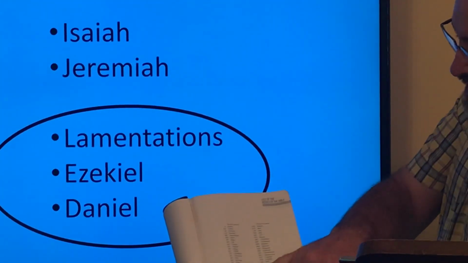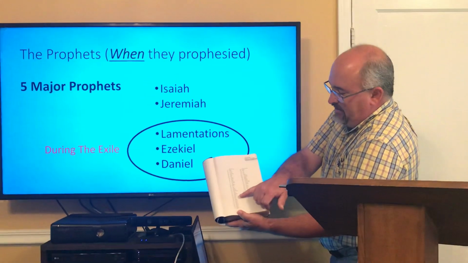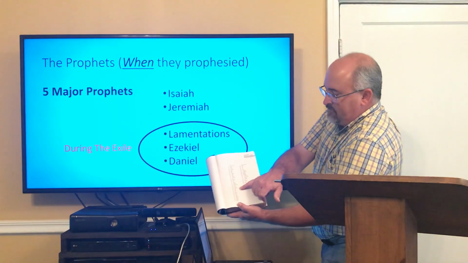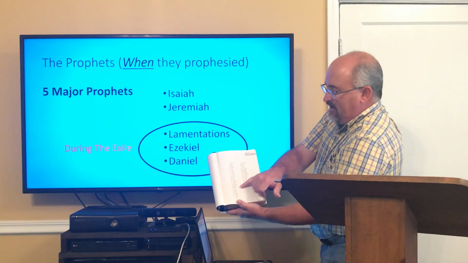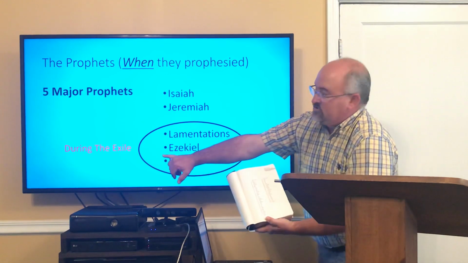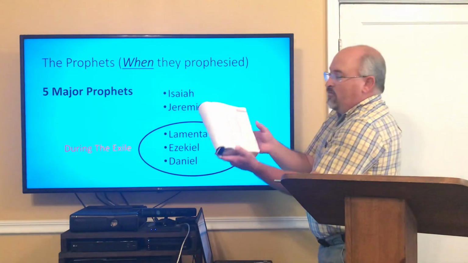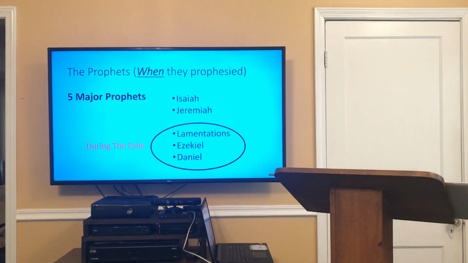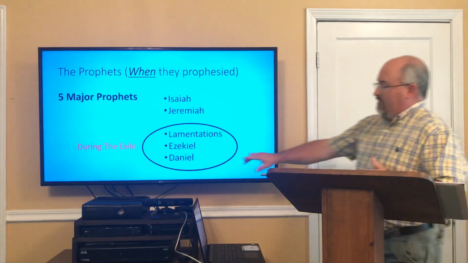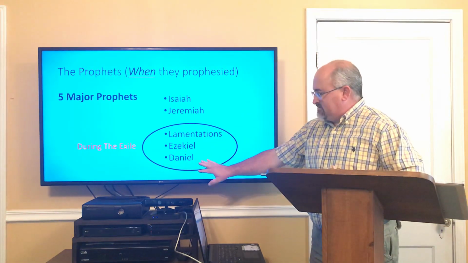In your major prophets, you've got Isaiah, Jeremiah, Lamentations, Ezekiel, and Daniel. Draw a little line from Lamentations, Ezekiel, and Daniel. Put a little line there, and write during the exile. Okay? And that way you will know in your Bible this information: during the exile, for Lamentations, Ezekiel, and Daniel.